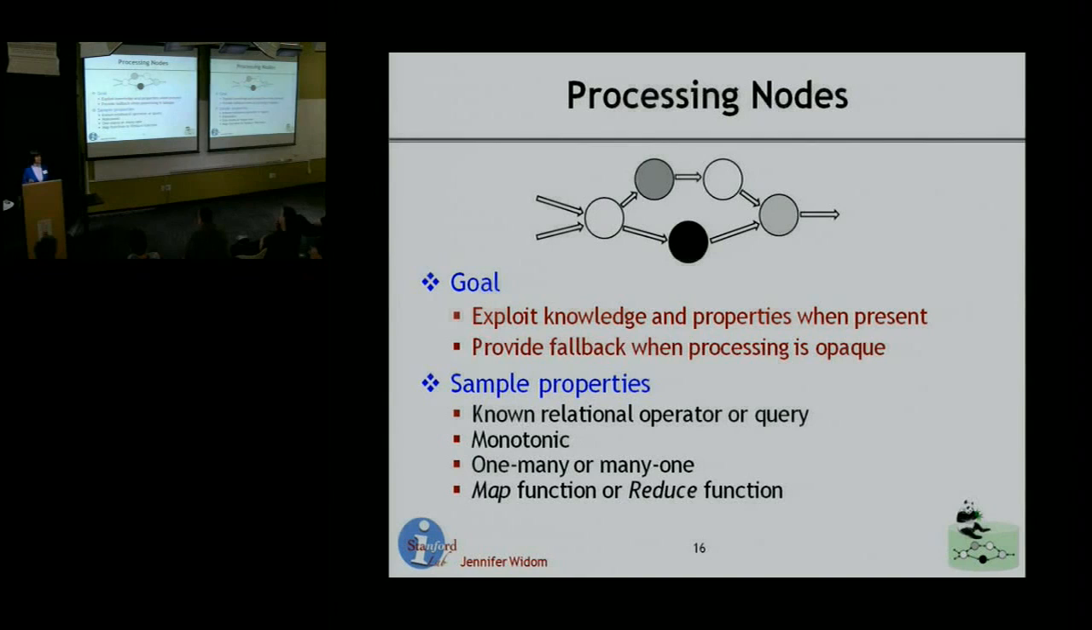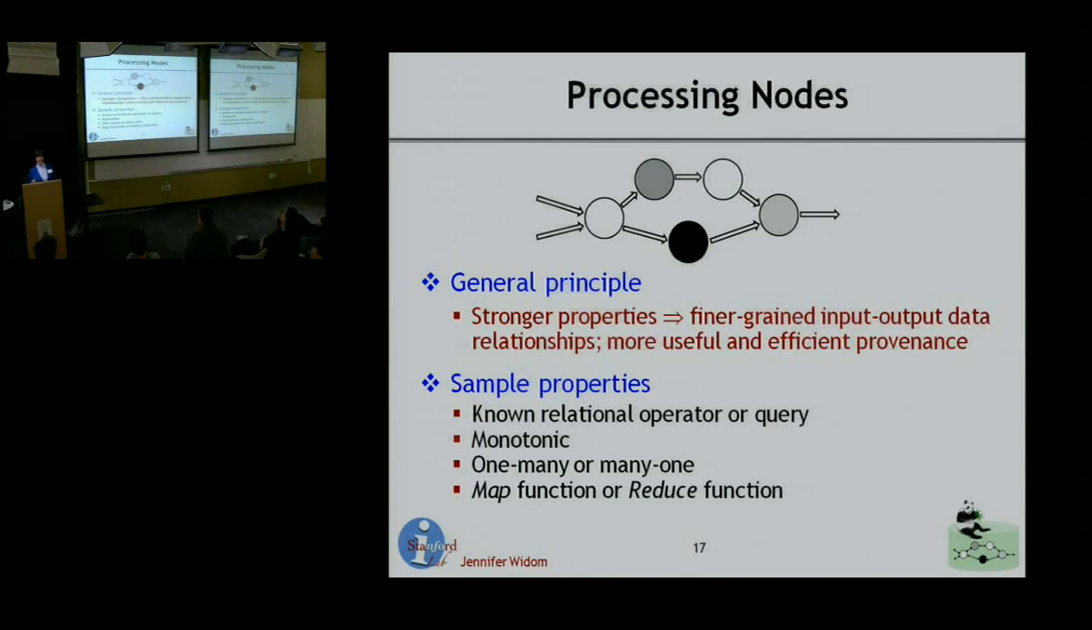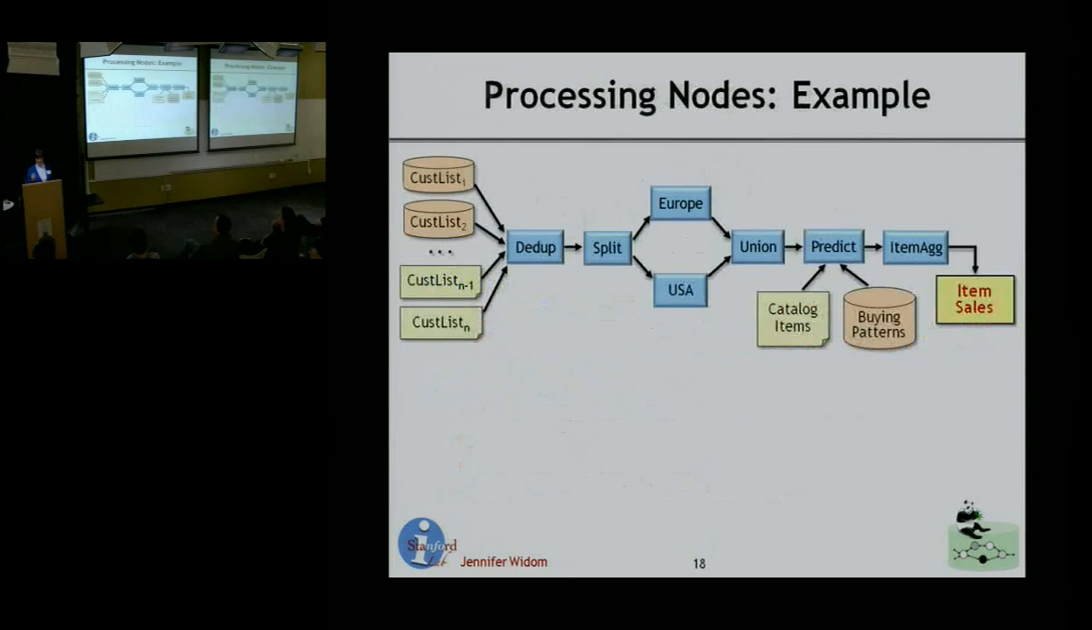So those are the types of things we would know about our nodes, and the general principle is the more we can say about our nodes, the finer grained we can be about the provenance that we collect. So if we don't know anything about what a node is doing, we put in a big data set, another data set comes out, all we can say is the whole output set came from the whole input set. But if we know more details about what it's doing, then we can make more fine-grained claims about the provenance. And I'll just give you some examples right now from my workflow.